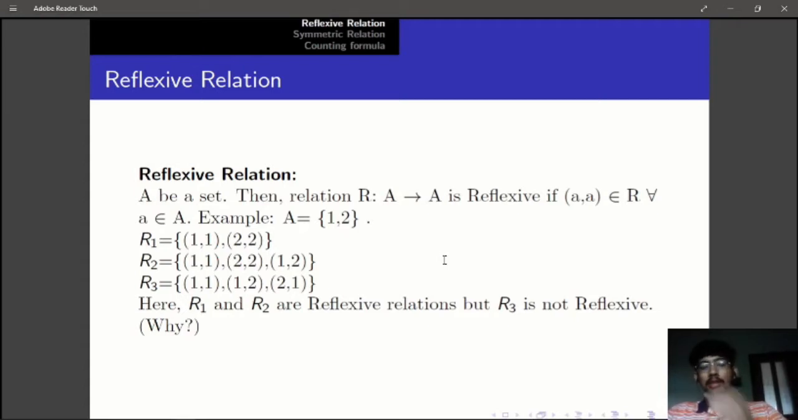Okay, so here I've taken an example. A equals {1, 2}, then R1 equals {(1, 1), (2, 2)}. Yes, you can see that the elements of A are 1, 2 and all the ordered pairs involving 1 and 2 are there: (1, 1) and (2, 2).